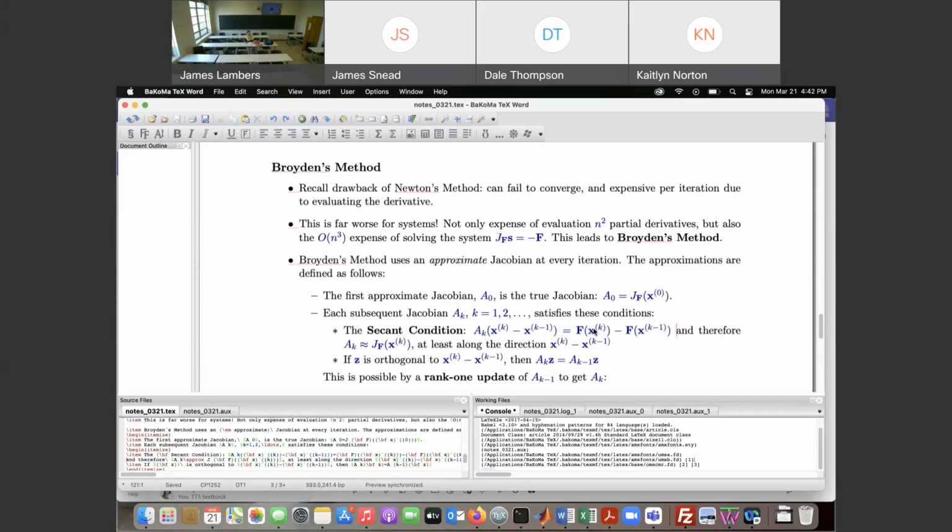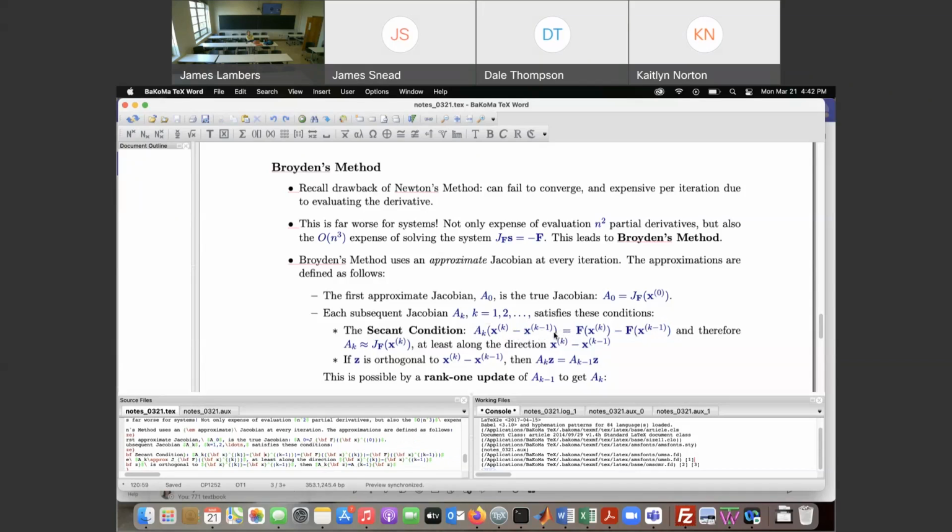Now, why does this make sense? If this were in a single variable, we could say AK is equal to change in y divided by change in x, in other words, a derivative. So now we can't do the same thing in a multivariable case. We can't divide vectors, but we can say a matrix times a vector equals another vector.